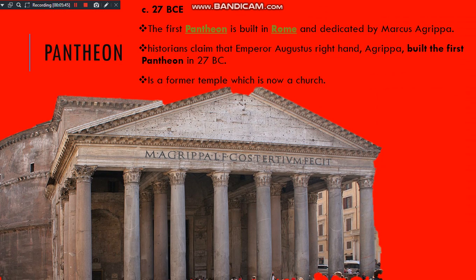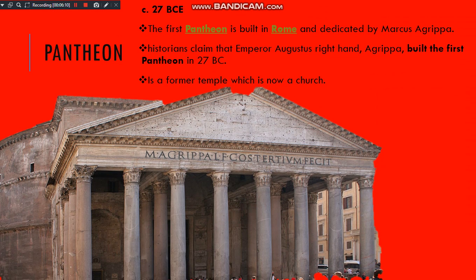And then the Pantheon, it was constructed in 27 BCE. It was the first Pantheon built in Rome, and it's dedicated by Marcus. Historians claim that Emperor Augustus' right hand, Agrippa, built the first Pantheon in 27 BC.